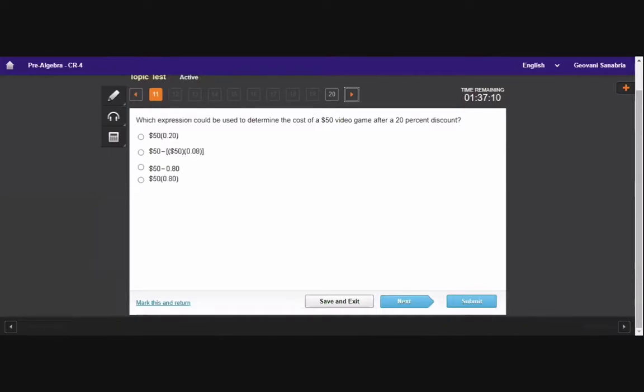What did you get? Which expression could be used to determine the cost of a $50 video game after a 20% discount? Did you get a number for that after you just do that regular in the calculator? 50 minus 20%? Well, I did 50 times 0.20, and I got $10, so it'd be $10 off. Yeah. Then I did the 50 minus the 20%, and it gave me 40. Yeah. So for these expressions, I think they're asking which one gives you $40.